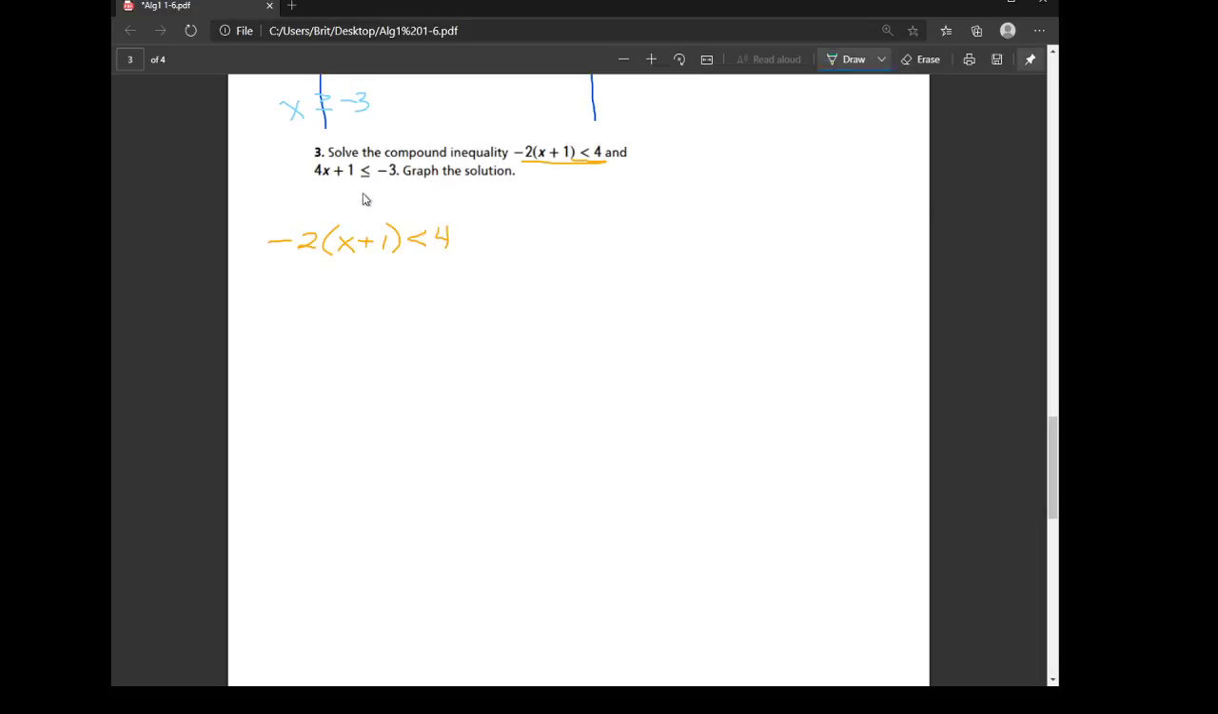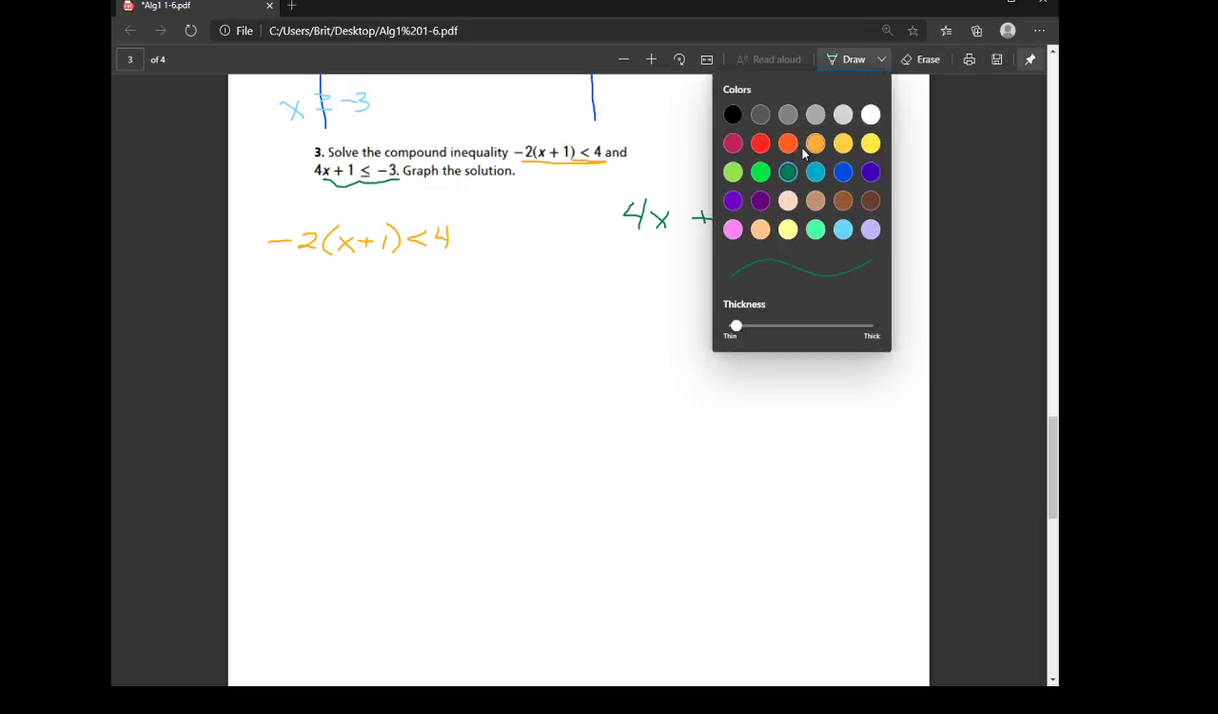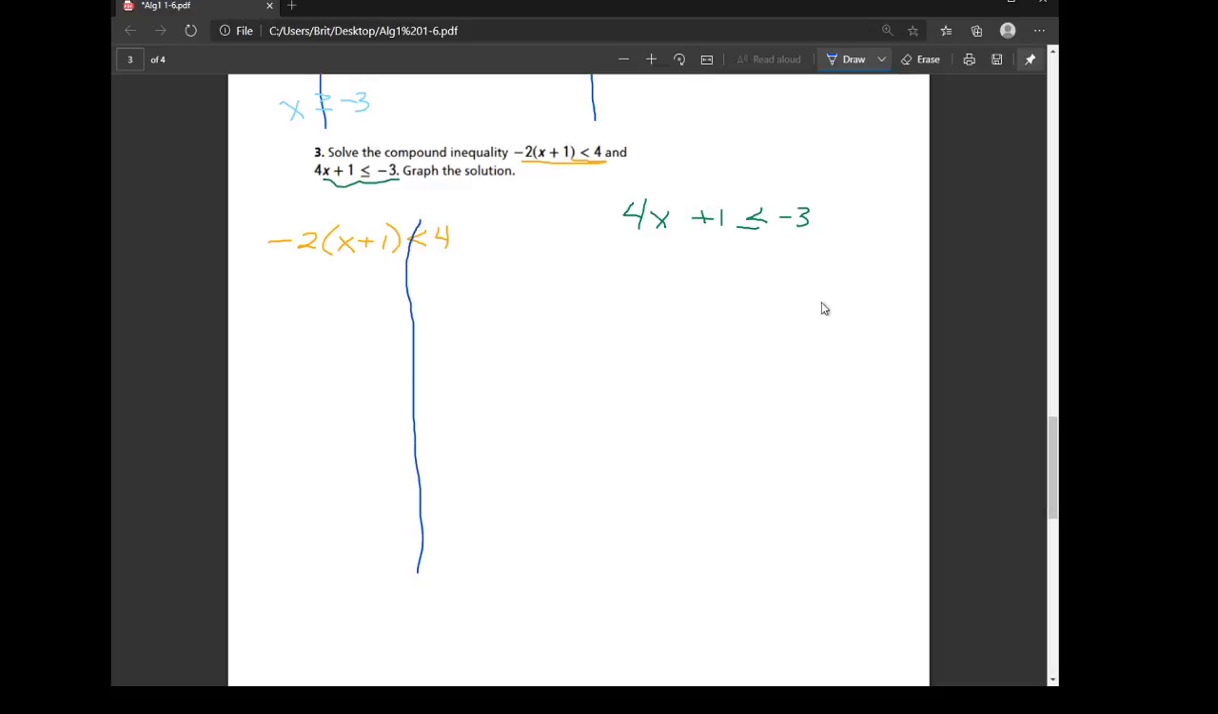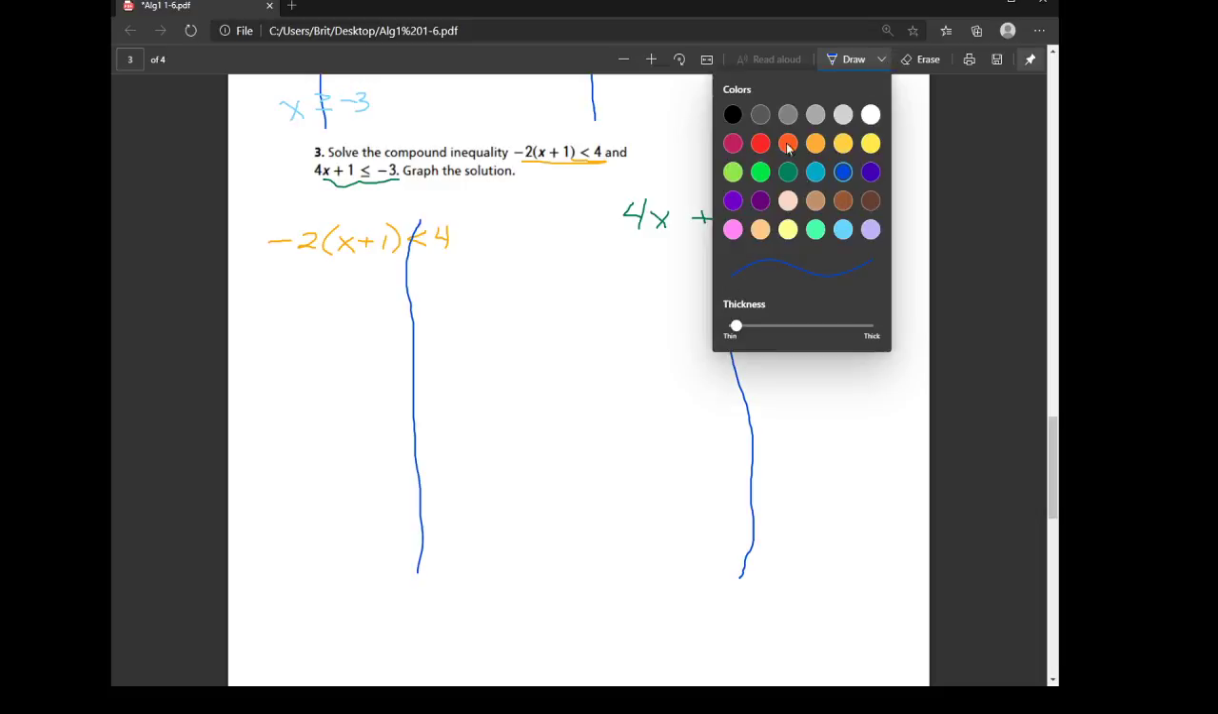And we have 4x plus 1 is less than or equal to negative 3. Alright, so we are looking for the set of numbers that satisfy both the orange and the green. Okay, so I set my rivers down by my inequality symbols so that I know that I need my inverse operations.